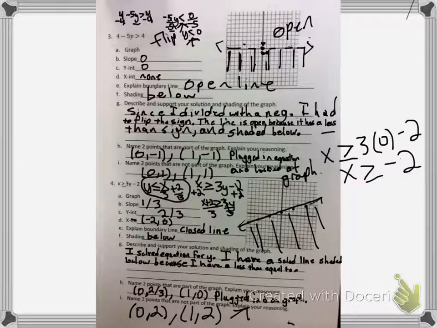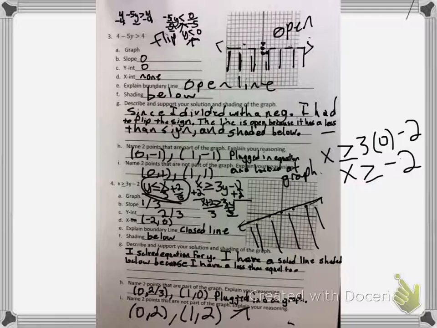Alright, do the next equation. Solve for y here. I'm going to add 2 to both sides here. I got x plus 2, and I'm going to divide by 3. And end up with y is less than or equal to x over 3 plus 2/3.